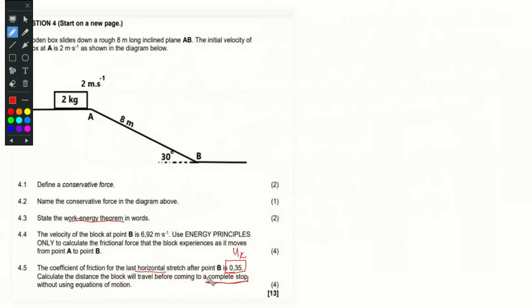Before coming to a complete stop, meaning at the point where V final will be 0 meters per second, without using equations of motion. So again, using only energy principles. By energy principles, work done by non-conservative forces, work energy theorem, and principle of conservation of mechanical energy. But we do know for sure that we can't use the principle of conservation of mechanical energy simply because there is friction.